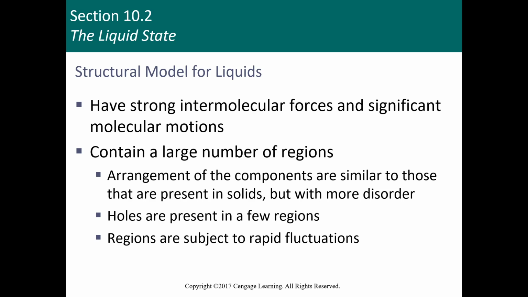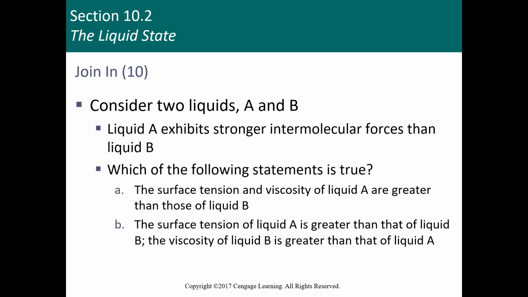Holes are going to be present in a few regions. Regions are subject to rapid fluctuations and tend to change fairly quickly, which is why when you drip food coloring onto a glass of liquid water, it rapidly spreads throughout the glass. That's because you have rapid fluctuations occurring. If you drip that same food color on solid water, you will notice it doesn't penetrate. It just goes around it because it does not have fluctuations, at least not rapid fluctuations.